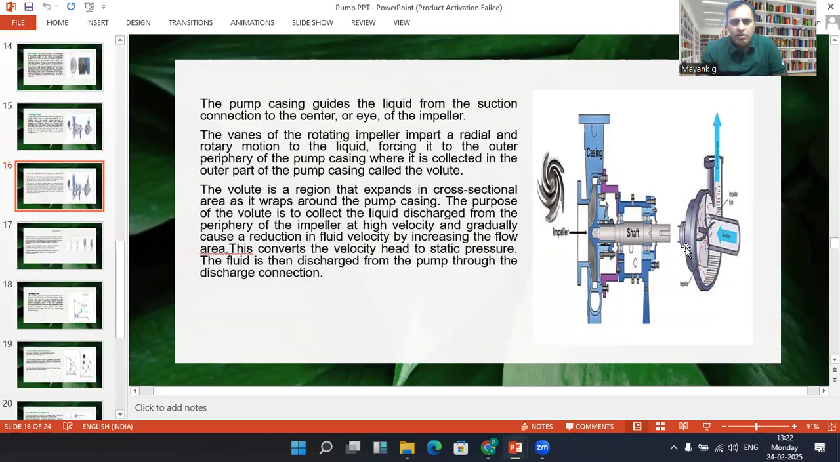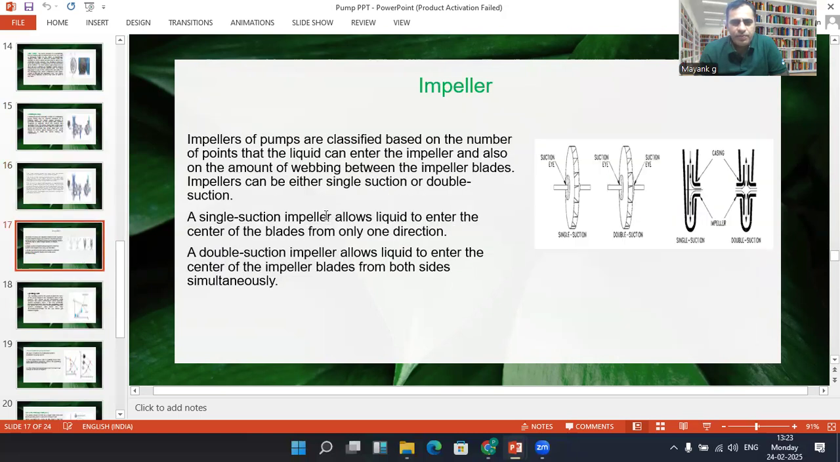Again, the pump casing guides the fluid from the suction connection to the center, or the eye, of the impeller, forcing it to the outer periphery of the pump. So these vanes, as you can see, impart a radial and a rotary motion to the liquid, forcing it to the outer side of the pump. So these are the impellers.